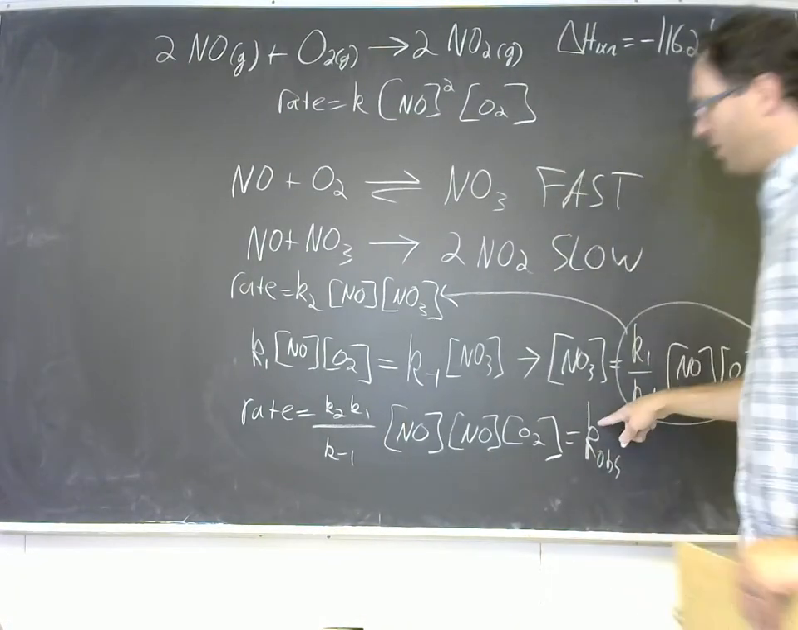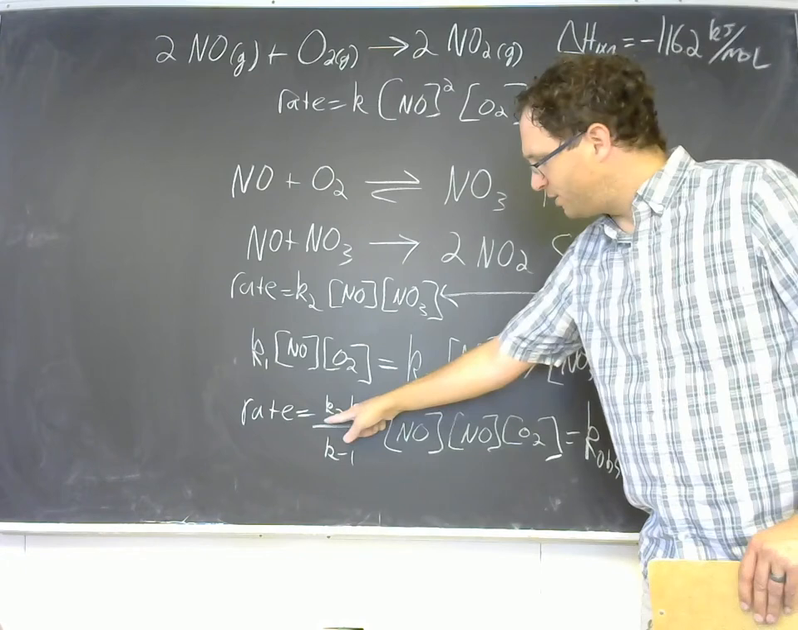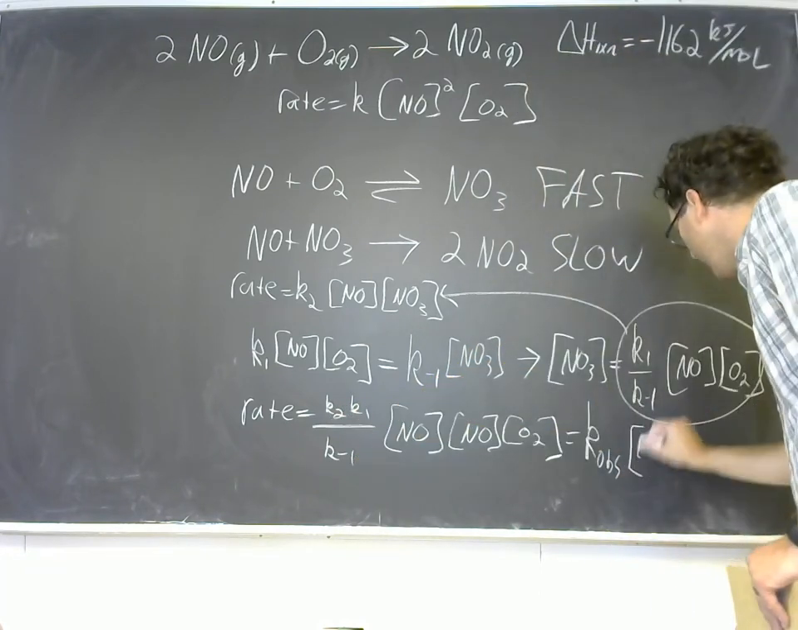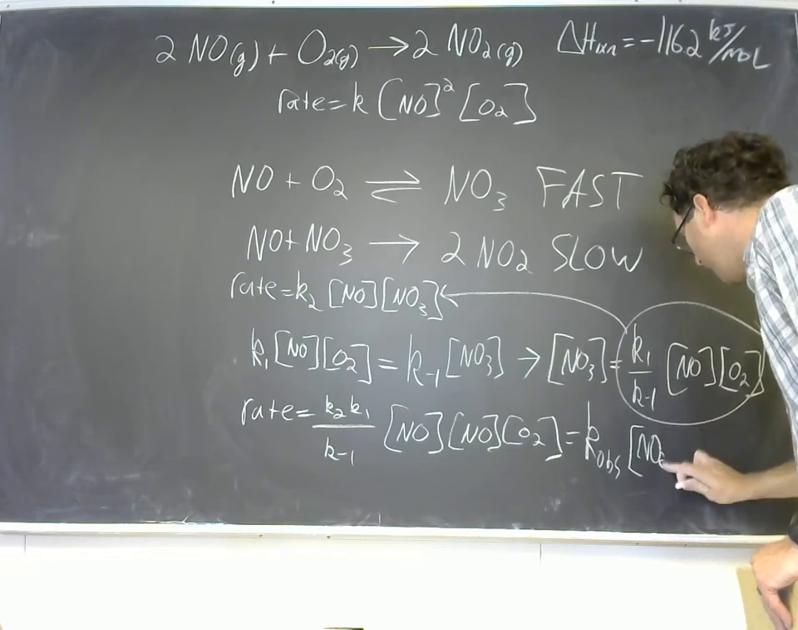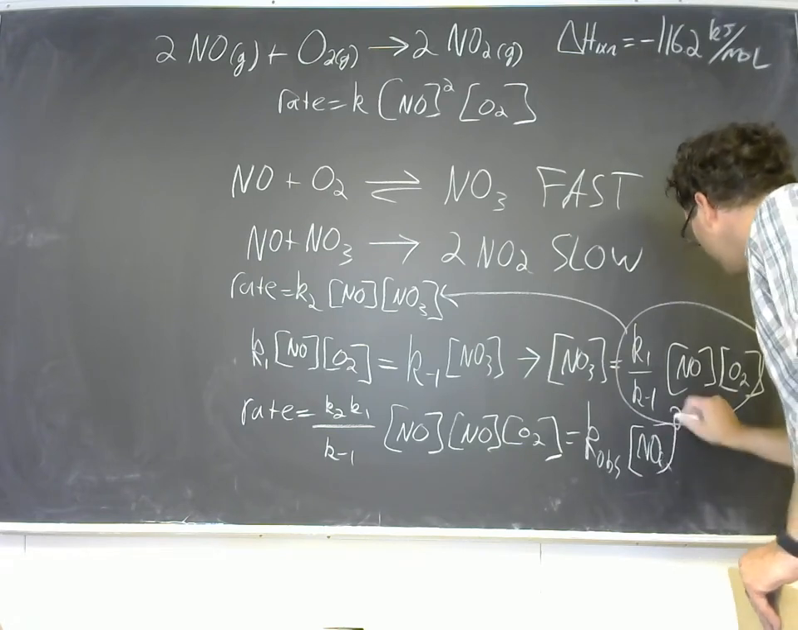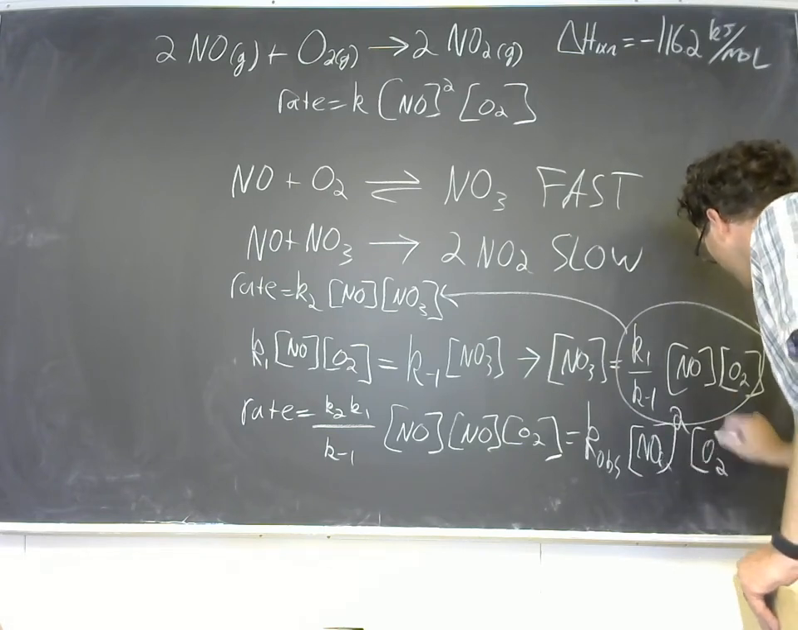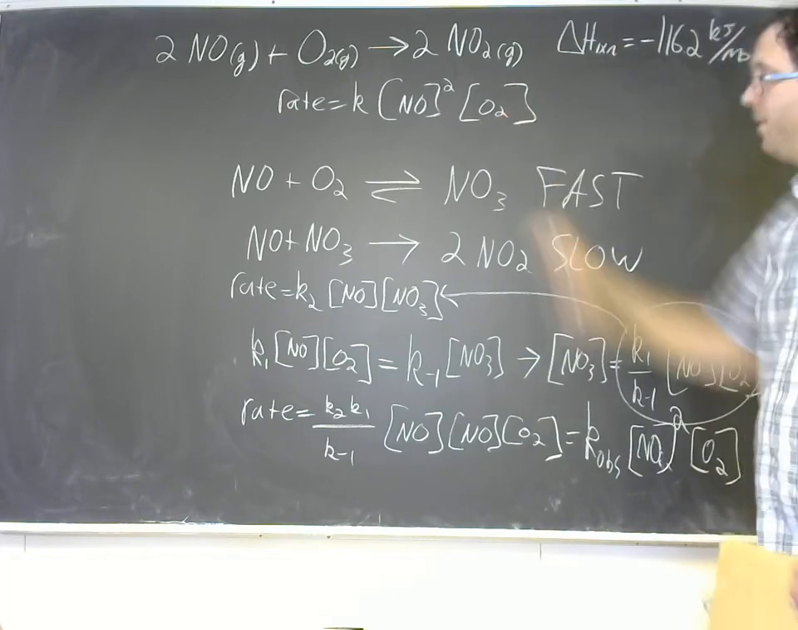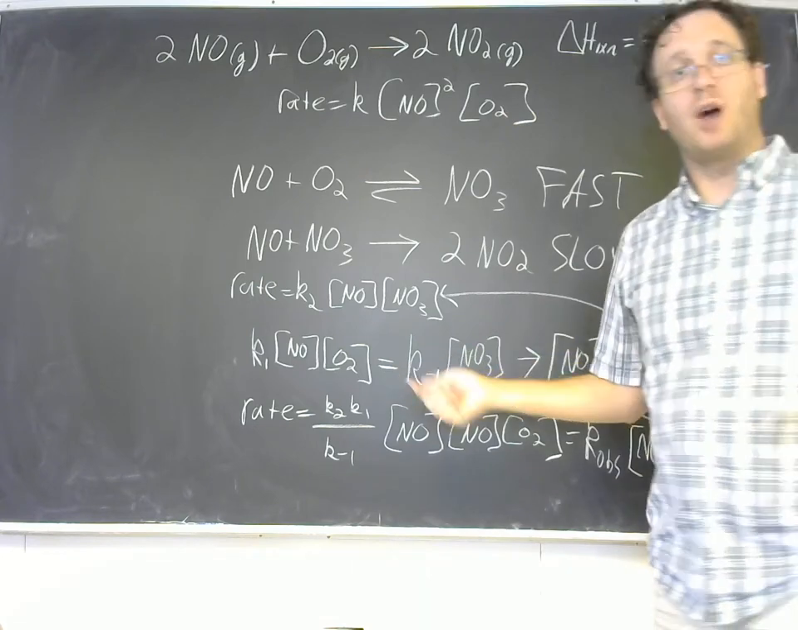So our observed rate constant is equal to k2 times k1 divided by k negative 1. And we would have NO squared O2, which is indeed the observed rate law. And so this mechanism is plausible.